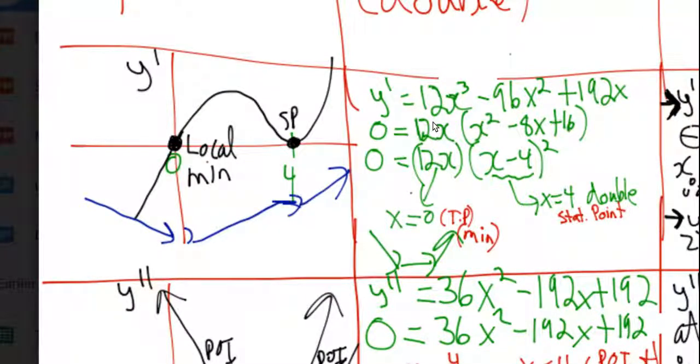So let's sketch this. This is a pretty easy sketch to make. It's cubic with a positive leading term, so the end behavior means it starts low and ends high. We know that there's an x-intercept at 0, which we've got right there. And then there's a double x-intercept at x equals 4, which is right there. So that was a pretty easy one to sketch.